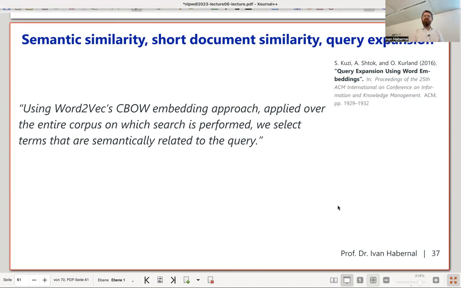Okay, so here's an example of early adaptation of Word2Vec, where Oren Kurland, Anna Stock, and the third author used this word embeddings approach applied over the entire corpus on which search is performed, and we select terms that are semantically related to the query. So they had a query, they searched in the corpus, and basically the closest embeddings were returned as the answer to the query. So what can go wrong with that?